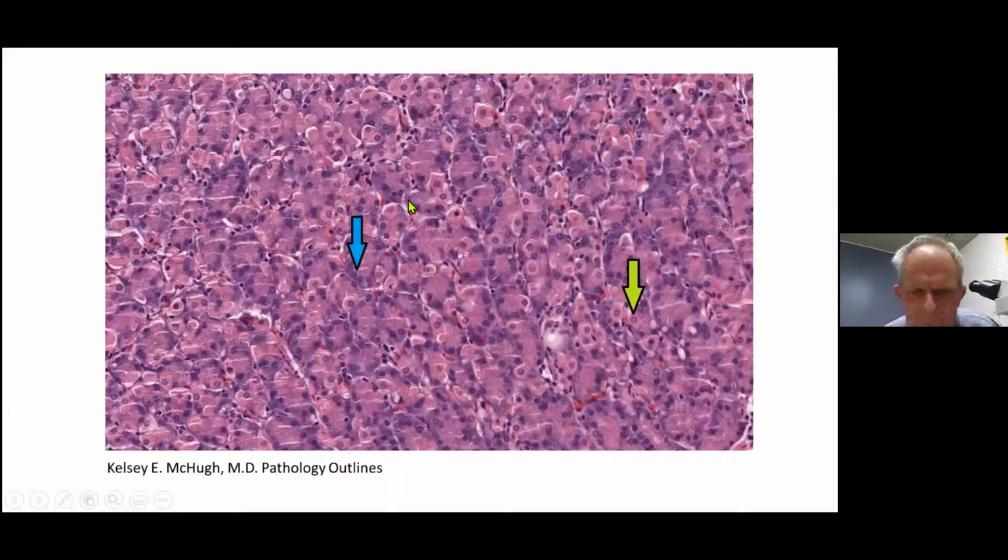But what is important to note, and this is a higher power magnification, is that you can see the intermingling. Often you get intermingling of the chief cells with the parietal cells. It's not always as well delineated as you saw in the previous slide.